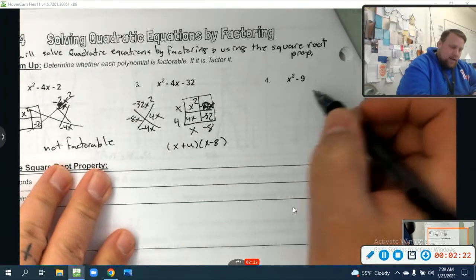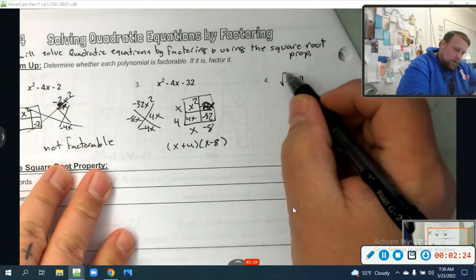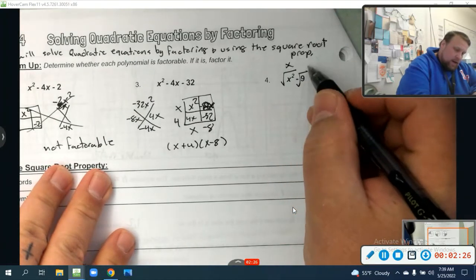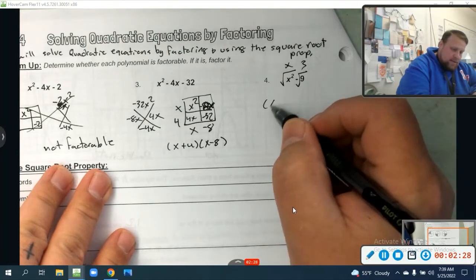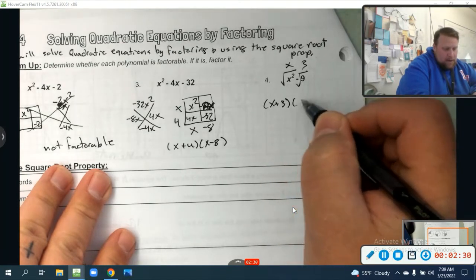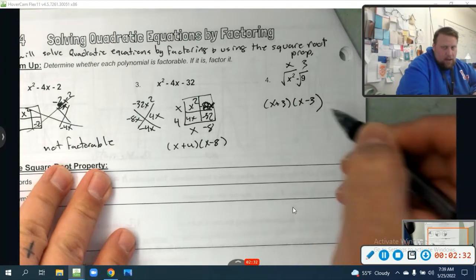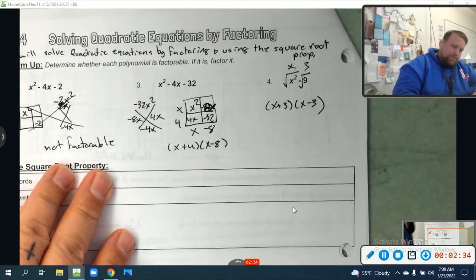And this one's real nice, it's a difference in squares, so the square root of x squared is x, square root of 9 is 3, there's a minus sign, so this is going to be x plus 3 times x minus 3. Love that, or just factor it out like normal.